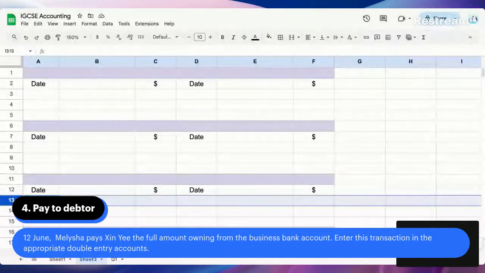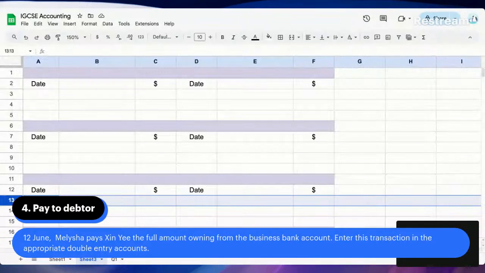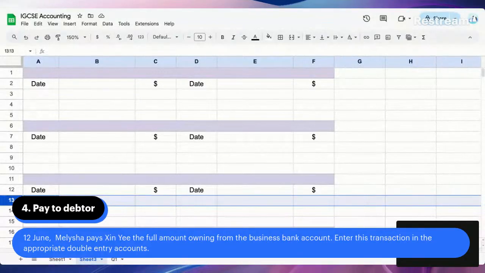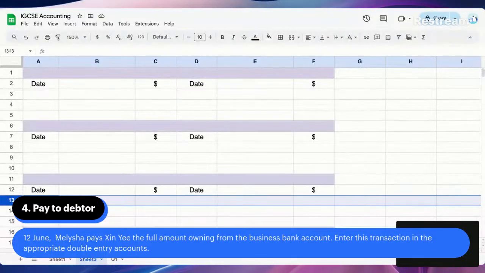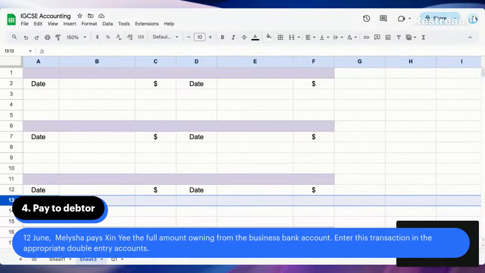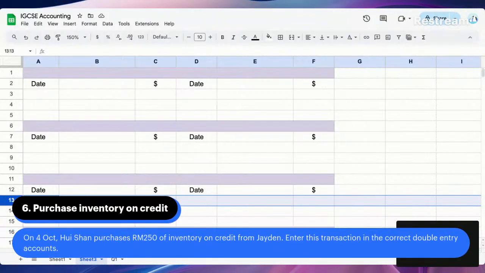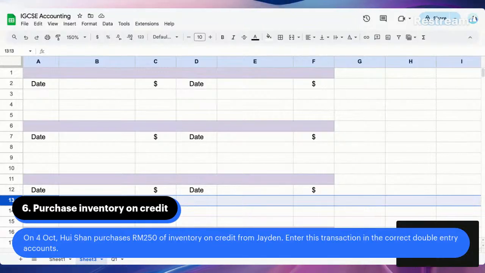Paying to debtor. On 12th of June, Melissa paid Xin Yi the full amount owing from the business bank account. Enter this transaction into the appropriate double entry. Earlier we did some exercise about owing some money to Xin Yi. I showed the wrong example. This is the correct example for purchase of inventory on credit. Sorry, ignore the paying to debtor example.